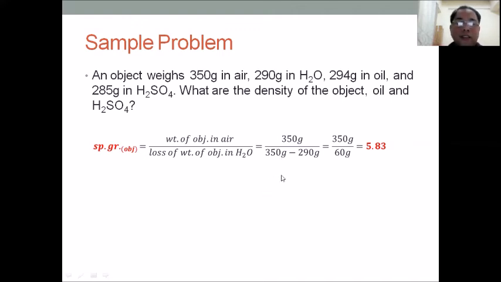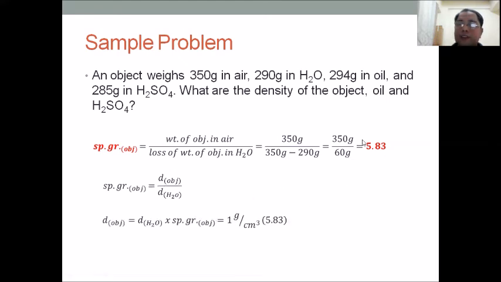Now, how do we get its density then? How do we find its density? Its density will be the product of its specific gravity times the density of water. So again, given this equation, that specific gravity is the ratio of two densities, then multiplying the value of SPGR with the density of water will give us the numerator density of the object. So 5.83 times 1 gram per cc is equal to the same value with a unit. So 5.83 gram per cc.